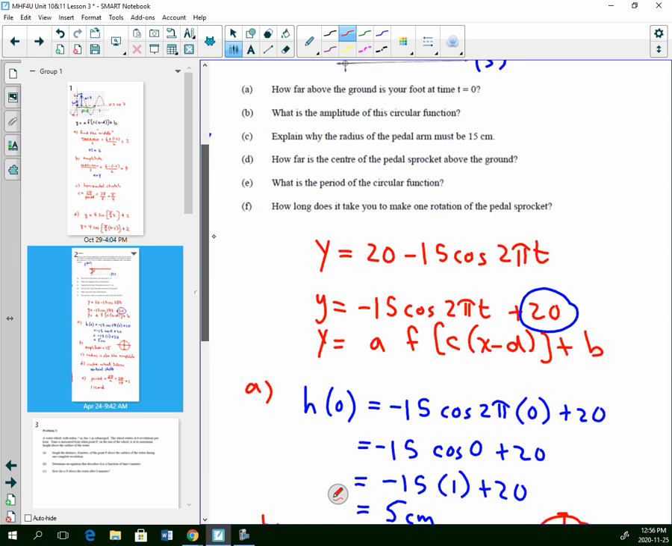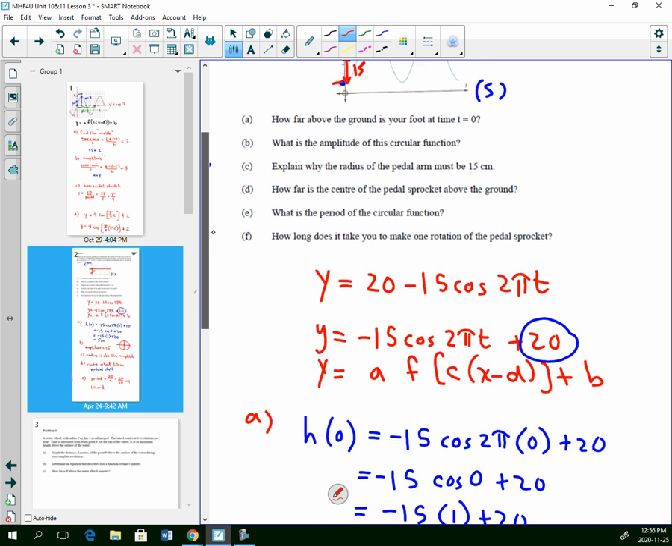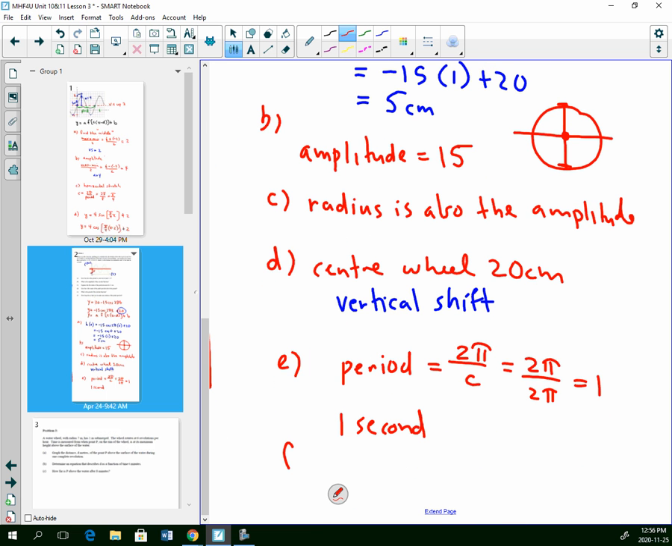And then how long does it take to make one rotation? Well, that's the same answer. 1 second, right? So the period is the time it takes to go around the wheel once. So that would be the same as one rotation. So that question is really just useful to make sure you understand how the graph and the equation relate to each other. What information can I get from the equation and how can I see that on the graph?